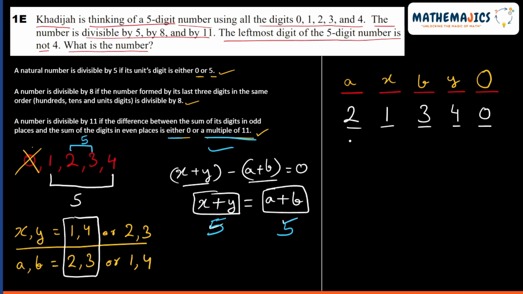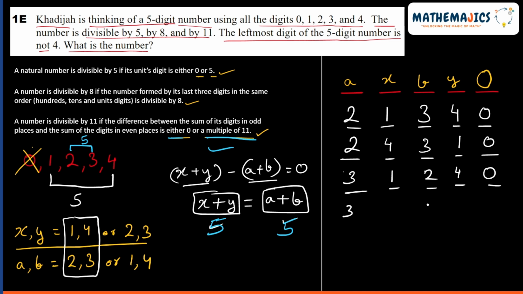What are the other possibilities? Let's write it down. 2, 3, 4, 1, 0. In this possibility, I didn't change the place of a and b, but I changed the place of x and y. Yes, it became 4 and 1. Similarly, I'll be using these possibilities and forming some more numbers. Let's see what are the other numbers. 3, 2, 1, 4, 0. 3, 2, 4, 1, 0.